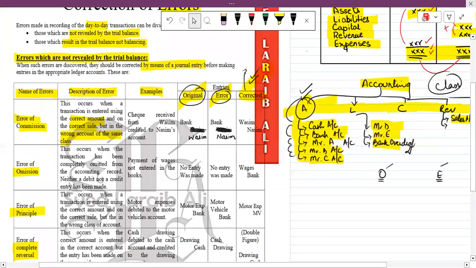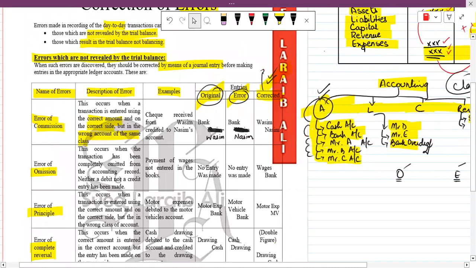So when this type of error is identified, where the amount was correct, sides were correct, but actually the accounts were wrong, it is known as an error of commission. Let me give you an example. With an example, I will explain how to prepare these journal entries. Now, the very first thing is cheque received from Wasim. It's an example. Cheque received from Wasim.